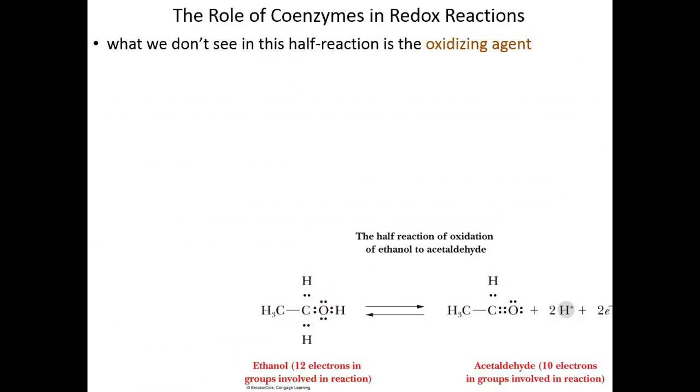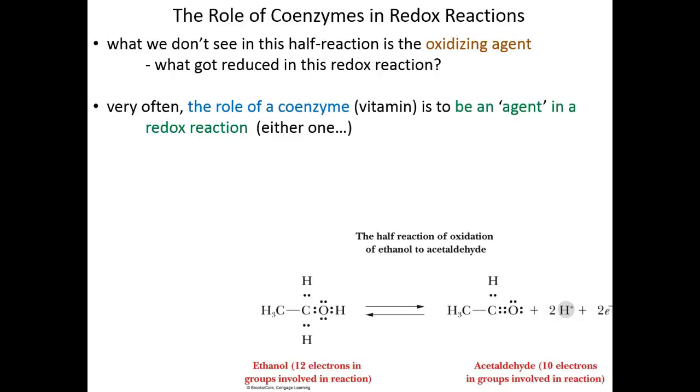What we don't see in this half reaction of ethanol is the oxidizing agent. We don't see the thing that caused this oxidation. In other words, we don't see where those electrons went. We don't see what got reduced.